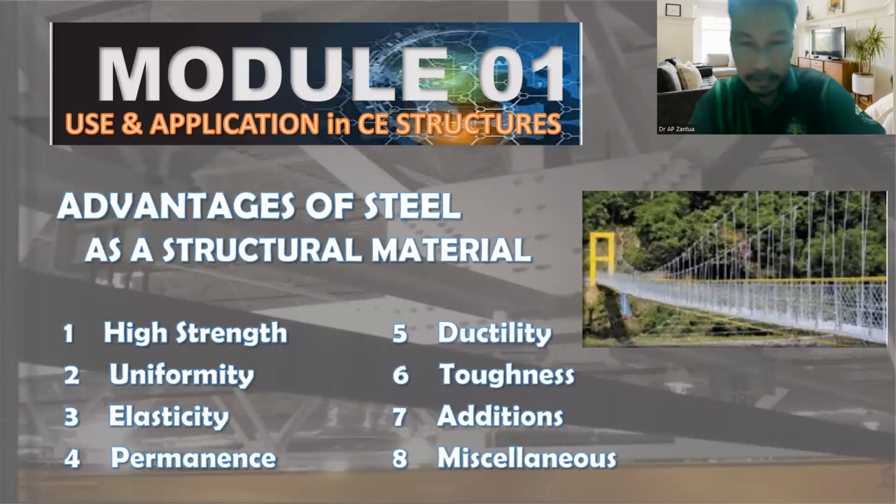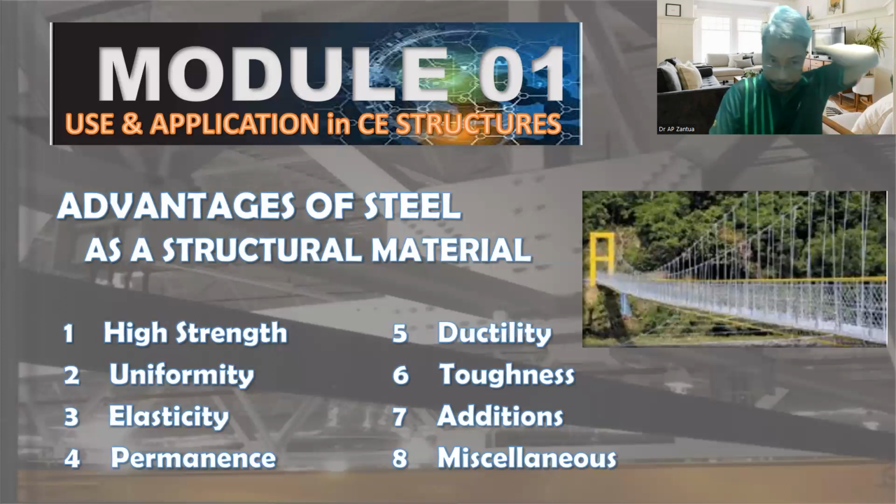Okay, so that's what we mean by uniformity. That's why it is listed here that uniformity is an advantage of steel. Okay. Elasticity, another advantage of steel.